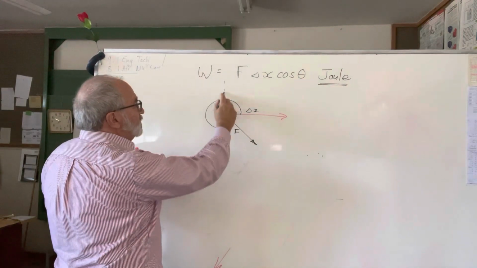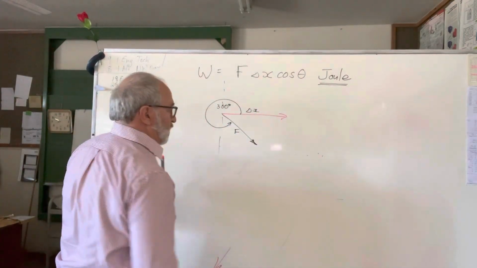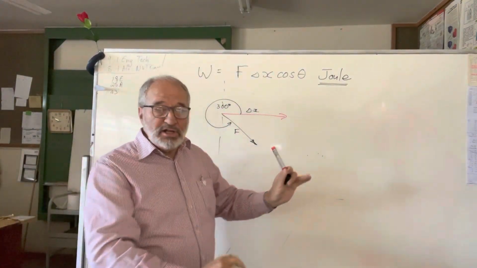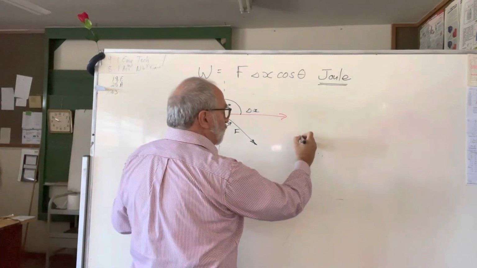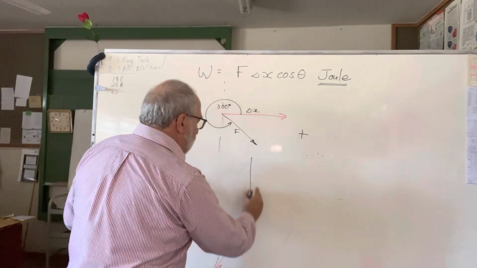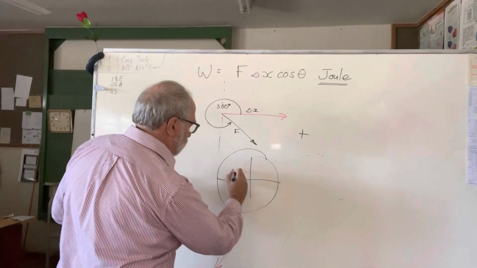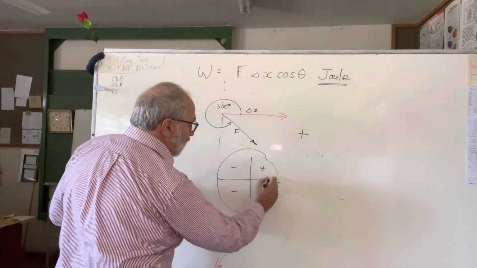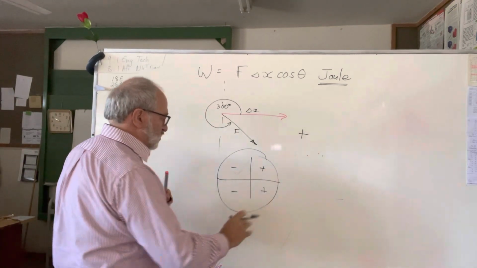En nou, jy kan sien, hulle is nou al van dieselfde rigting. They are both pulling in the same direction, so in this case your answer will be positive. So whenever it's in this area, the answer will be negative and there it will be positive, the cost.